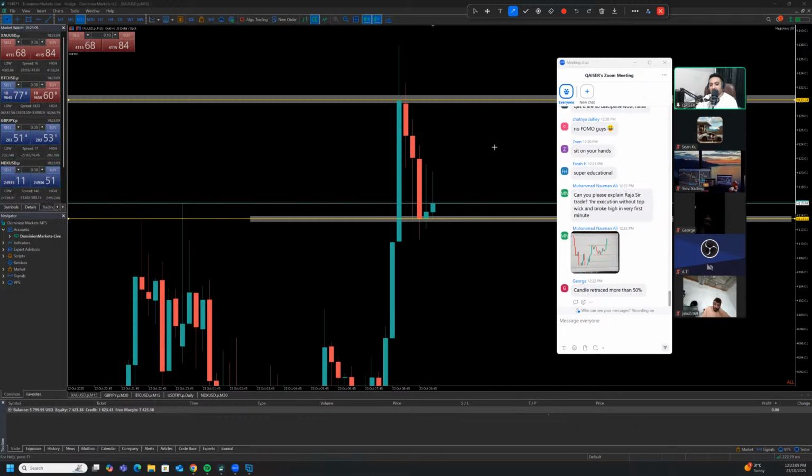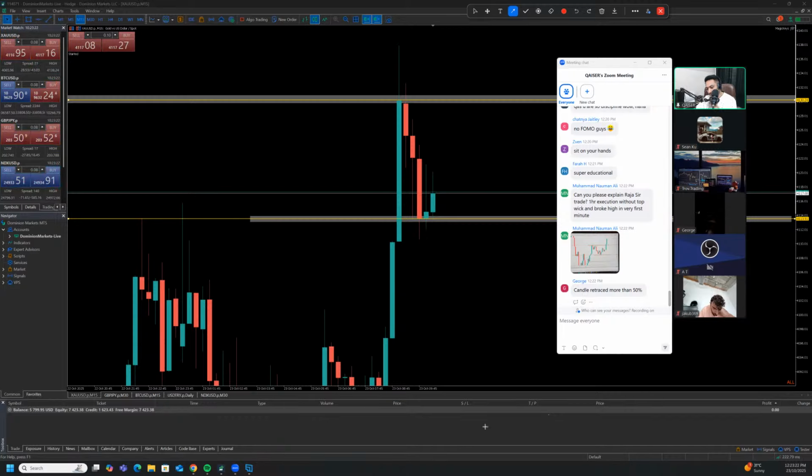Wow, look at this rejection again. This current candle will give us the signal of what's gonna happen next. It's very important to see how this candle is about to be closed.